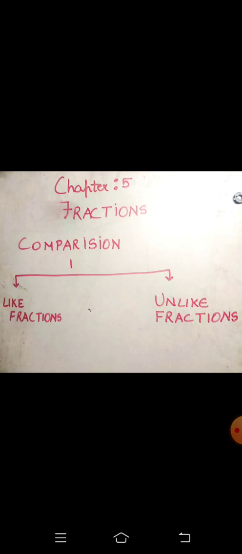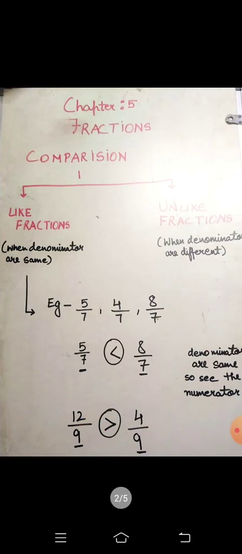Today, we are doing chapter number 5 of fractions. Class, we are on the topic comparison. Comparison in fractions is between like fractions as well as unlike fractions. Like fractions, you know what are like fractions? Yes, when the denominators are same. Very good. Now see what are unlike fractions. Unlike fractions are when the denominators are different.